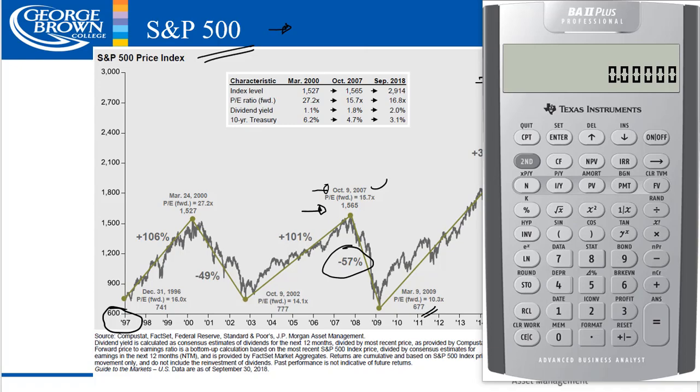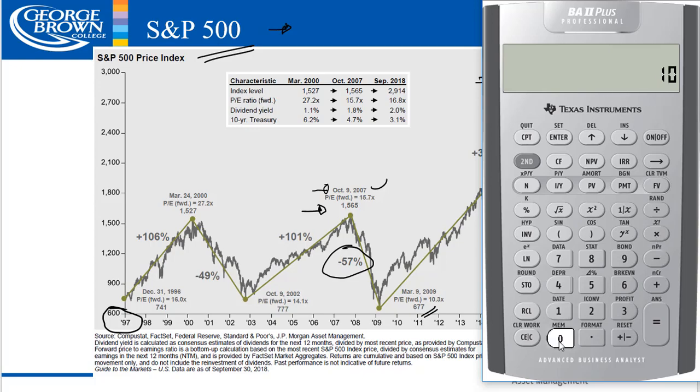So I'm just going to bring up the calculator again to show you the return on the market by using that same formula. So the ending holding period return here from October 9th, 2007 to March 9th, 2009, the ending index level is 677. So ending 677 minus the beginning 1565 divided by the beginning level 1565. Here we're not including any dividends, and you can see it's negative 0.56741.